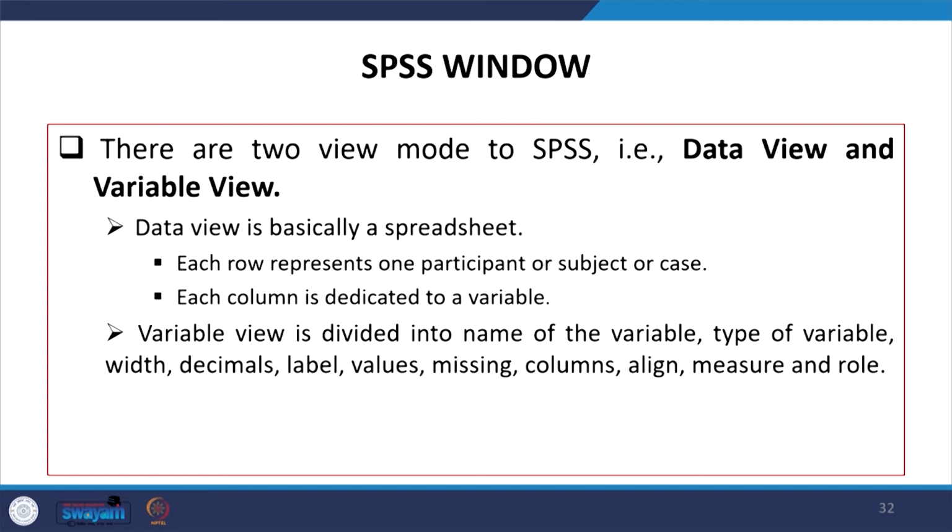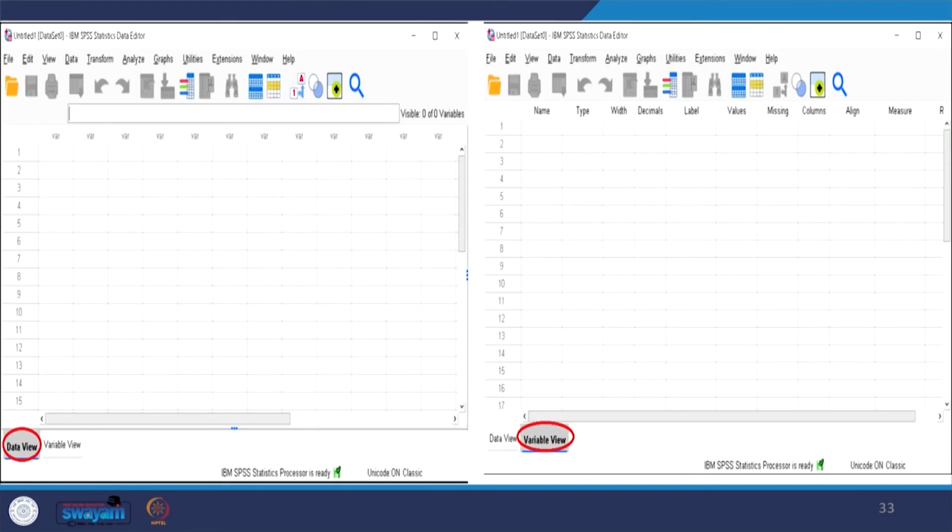Variable view is divided into the name of the variable, the type of the variable with decimals, its width, label, values, missing, columns, alignment, right or left, and measure, which is the type of measurement you want to specify. Other roles are important as well. We will also show it.